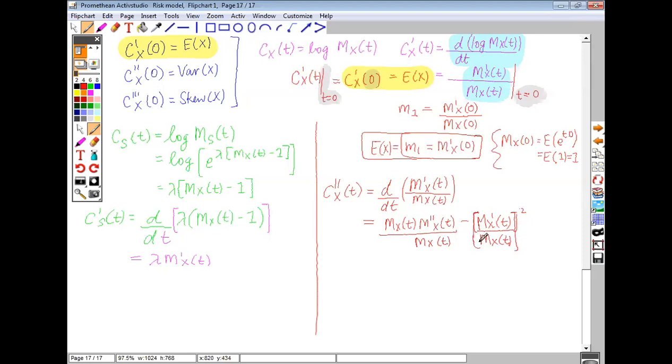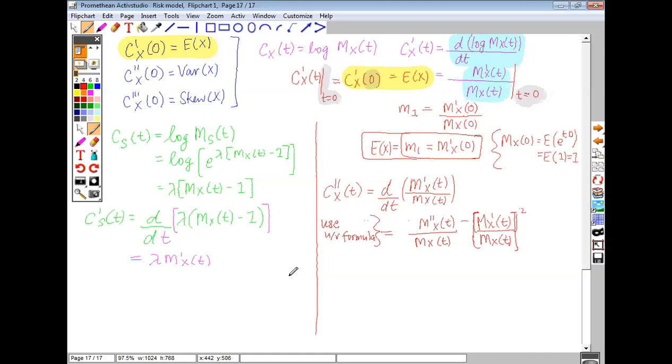Does this make sense to everyone? So basically I have just used the u upon v formula. Nothing complicated. Okay. All right, and you get this as your answer.